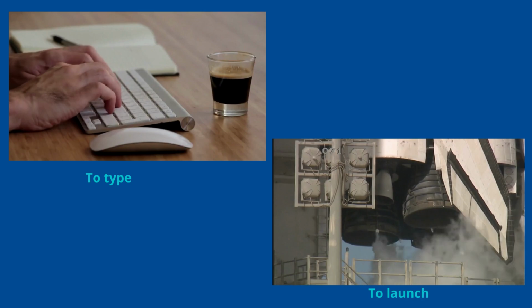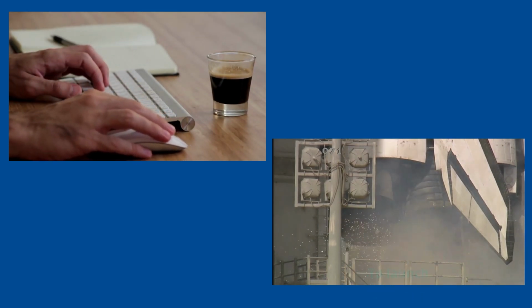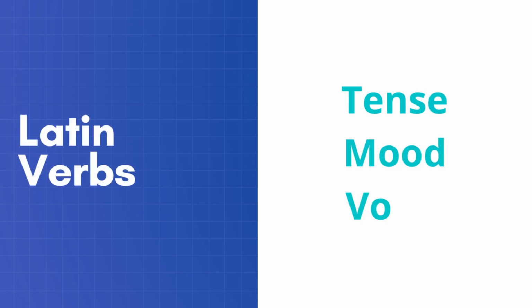right? So now that we have this concept of what a verb is, we have to understand how it's used in Latin, right? So Latin verbs have three elements to them. They have tense, mood, and voice. Now, in this video, we're going to be sticking with tense, okay? We'll deal with mood and voice another time. But we're going to be talking about the timing, okay?